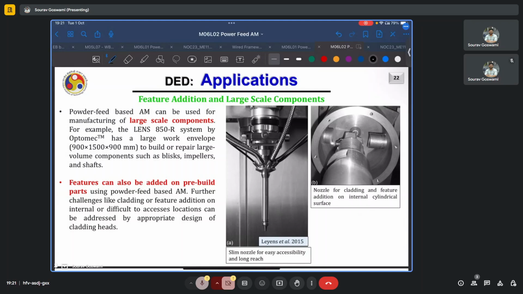Features can also be added on pre-built parts using powder feed-based AM. Further, challenges like cladding or feature addition on internal or difficult to access locations can be addressed by appropriate design of the cladding head.